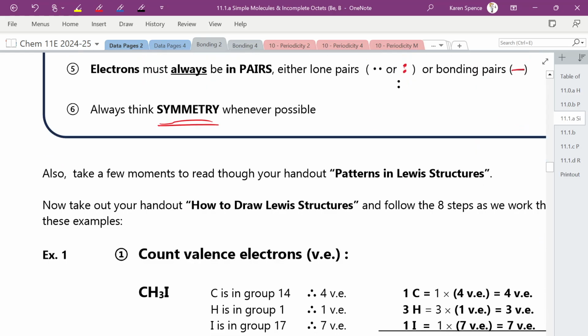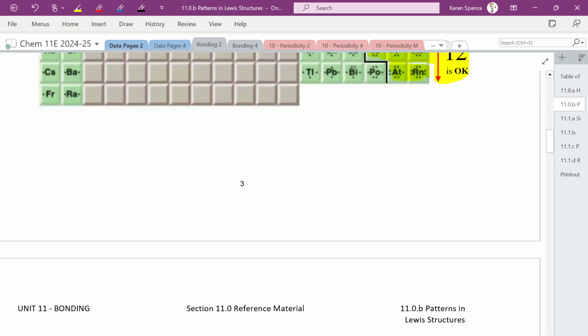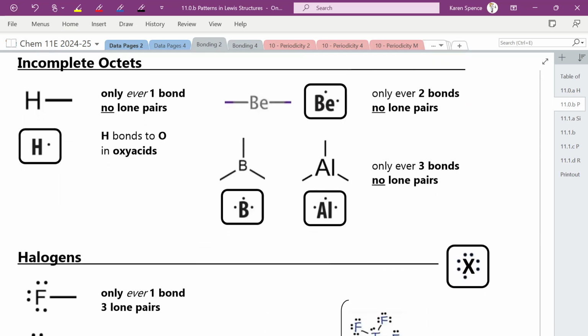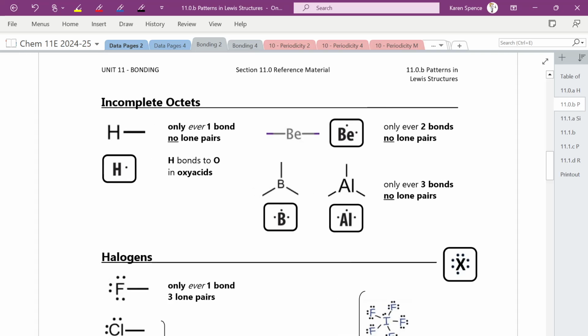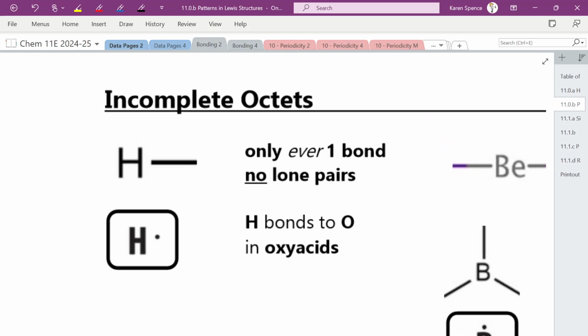We've already read through patterns in Lewis structures. Actually, we haven't really. So if you want to go to 11.0b, let's go to page 4. I didn't print this out as a separate handout because it's several pages long, but you can see hydrogen only ever forms how many bonds? 1, and you can see that's because it's got 1 electron, yes?